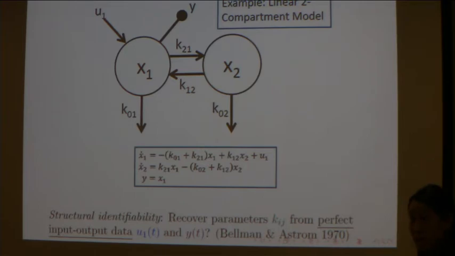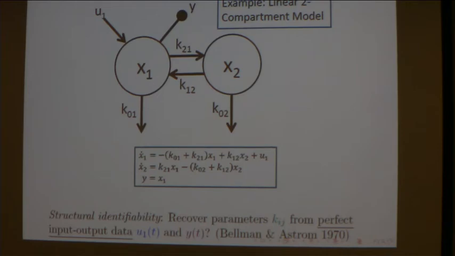So the question we're interested in today is whether we can recover all of these parameters kij given these data u1 and y1. So if we had perfect input-output data, so we know exactly what the values of these u's are at many time points and the corresponding values of the y's at many time points, can I then recover all of these kijs?